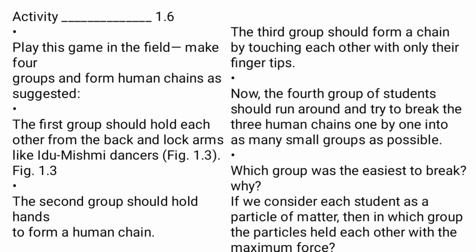In this way you have to interlock your hands from your back, and the second group should hold hands to form a chain. The second group should only hold their hands. The third group should form a chain by touching each other. They shouldn't hold the hands, they should only touch each other on their fingertips. And now the fourth group of students should run around and try to break the 3 human chains one by one into as many small groups as possible.